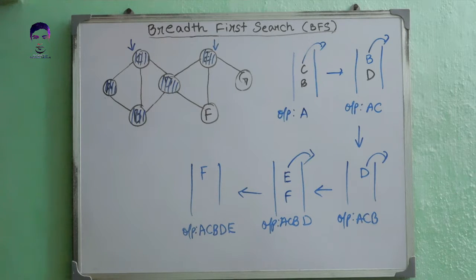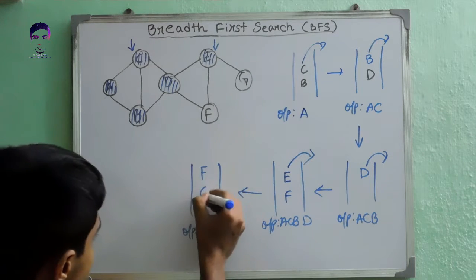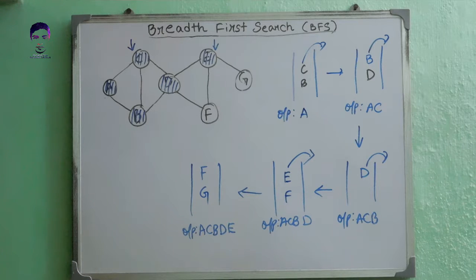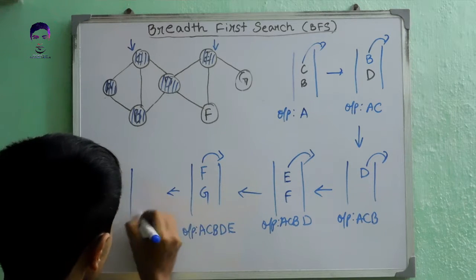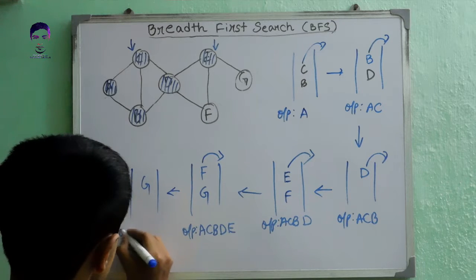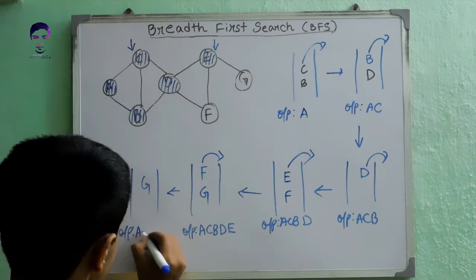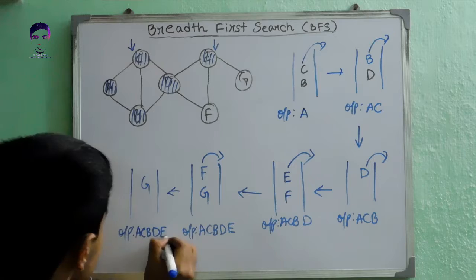Now let's check adjacency for E, which we have just dequeued. So we have F and G. Since F is already there in the queue, we can't write it again. We are going with G. So G. Now we have F at the top of the queue, so we will dequeue it. So F is being dequeued and we have G left with us. So output is A, C, B, D, E, F.